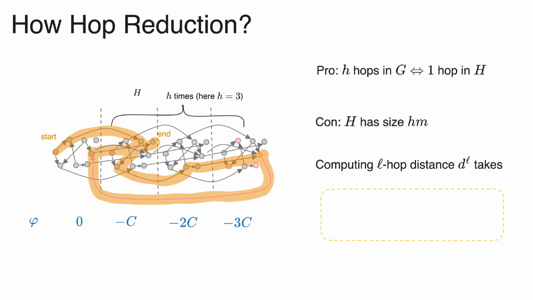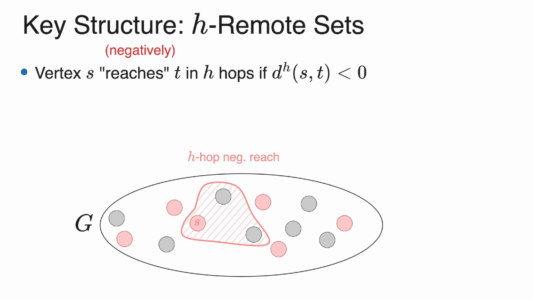It turns out, because the hop reducer we construct is too large, in the end computing the L-hop distance still takes you L times m time, because the hop reduction you achieved is cancelled out by the graph size inflation. So Feynman found that we have to utilize some graph structures.